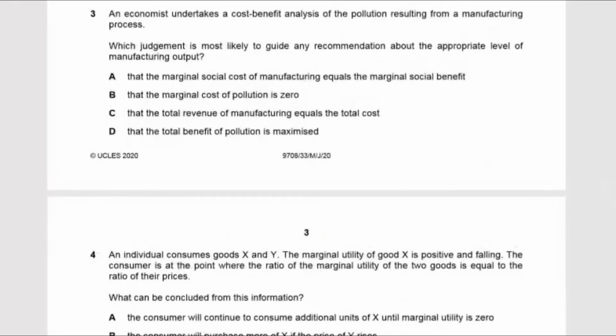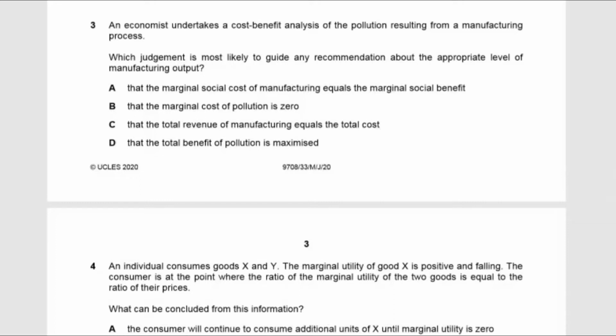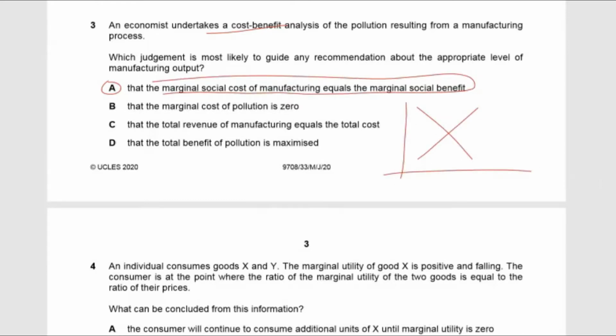An economist undertakes cost-benefit analysis of the pollution resulting from a manufacturing process. Which judgment is most likely to guide any recommendation about the appropriate level of manufacturing output? Answer A is correct because whenever we undergo a production process and undertake cost-benefit analysis, we produce where marginal social cost is equal to marginal social benefit. If we make a graph of marginal social cost and benefits, this is marginal social cost, this is marginal social benefit, and optimum output is produced at E, and output is Q, where cost and benefits are both equal. So A is the correct answer.